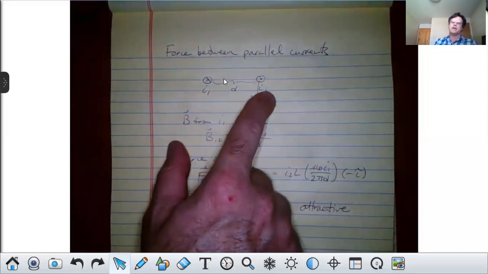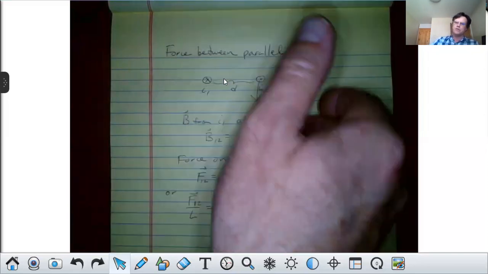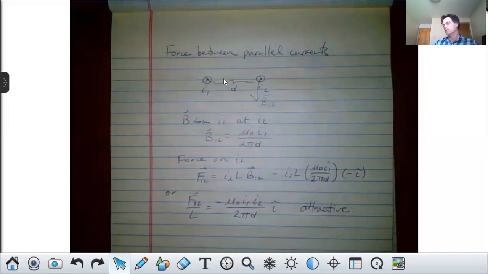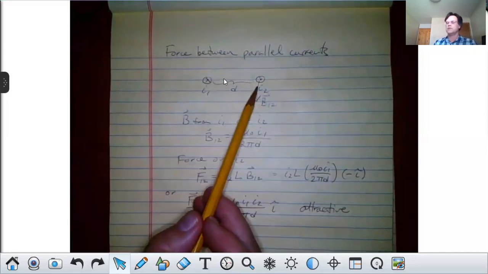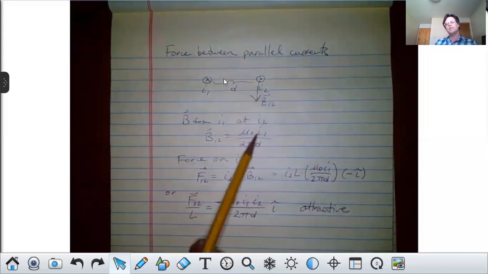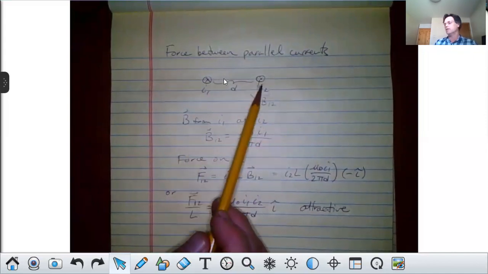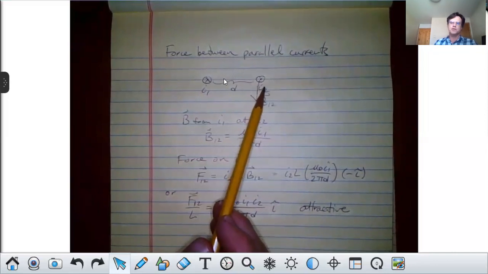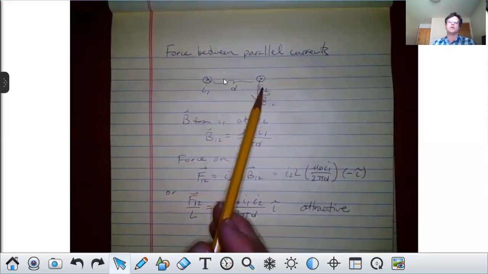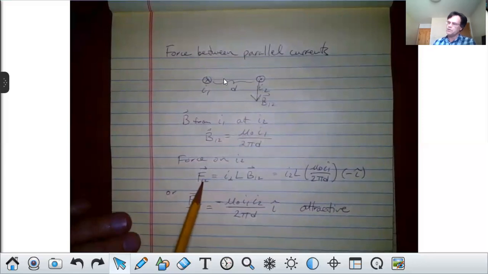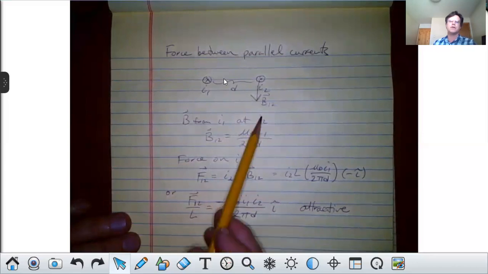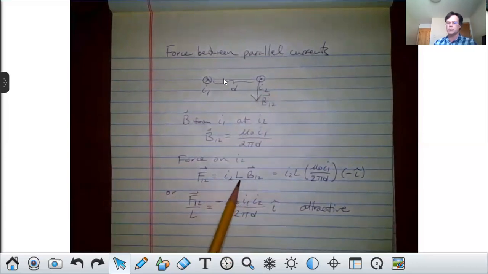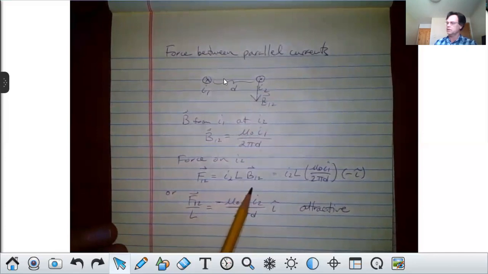Now current 2 will create a magnetic field too, and you can figure out what its magnitude is over on I1. But we're going to concentrate now on what happens to current 2. Well, if there's a magnetic field there from the other current, it's going to experience a force, right? Our ILB type of force. So the force from current 1 on current 2, F12, is I2, the current, times whatever the length of that I2 wire is, times the magnetic field it's experiencing, which comes from current 1, B12.